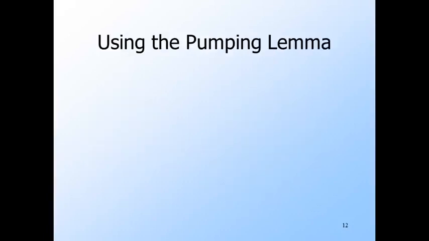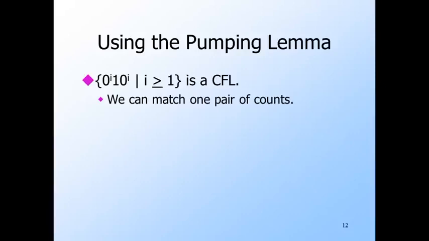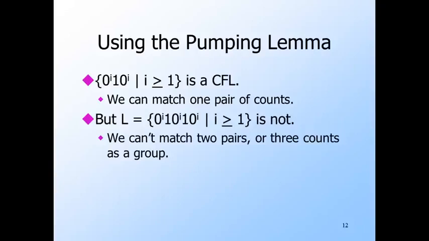Let's look at an example of how the pumping lemma can be used to show a language not to be context-free. This language, which involves matching the counts of two blocks of zeros, is context-free. A grammar or PDA for it is easy to construct. The ideas are very much like what we saw for the language 0 to the n, 1 to the n. But give the language three blocks of zeros, all of which must be the same length, and we're suddenly outside what context-free grammars can do.